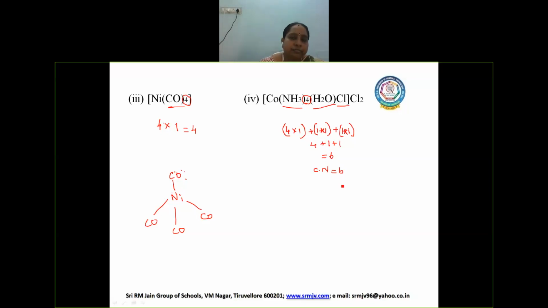Is it clear, children? So this is how it is very easy for us to determine the oxidation state and coordination number. Once you know the charges of the ligands, it is very easy to understand this concept of coordination number. Okay, and this question will also be asked for 1 mark. They will give you the complex and ask you to find out the coordination number of the central metal atom. Is it not easy, children?